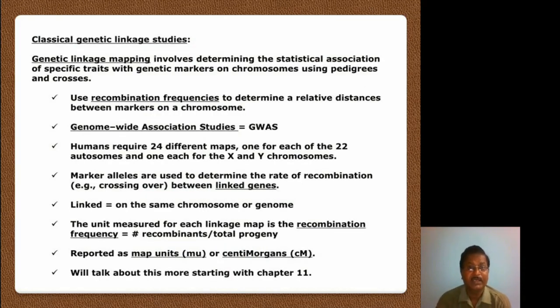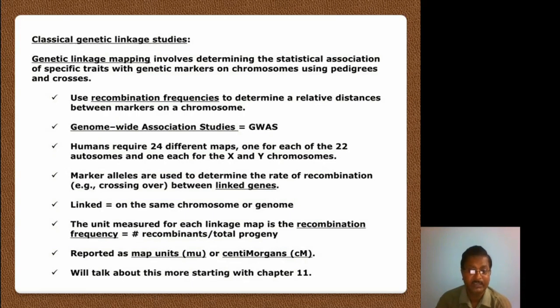So we have classical genetic linkage studies. Genetic linkage mapping involves determining the statistical association of specific traits with genetic markers on chromosomes using pedigrees and crosses. For that we have several methods. We use recombination frequencies to determine relative distances between marker genes on a chromosome. Then genome-wide association studies, called GWAS, are there. Then humans require 24 different maps, one for each of the 22 autosomes and one each for the X and Y chromosomes. Then marker alleles are used to determine the rate of recombination.